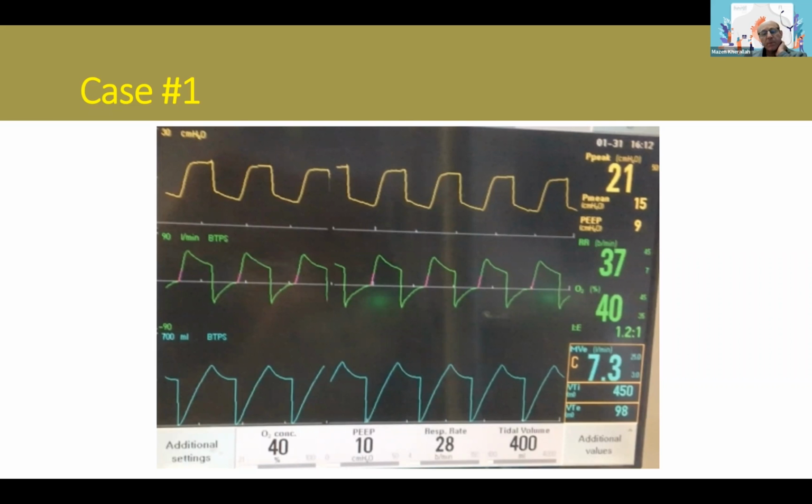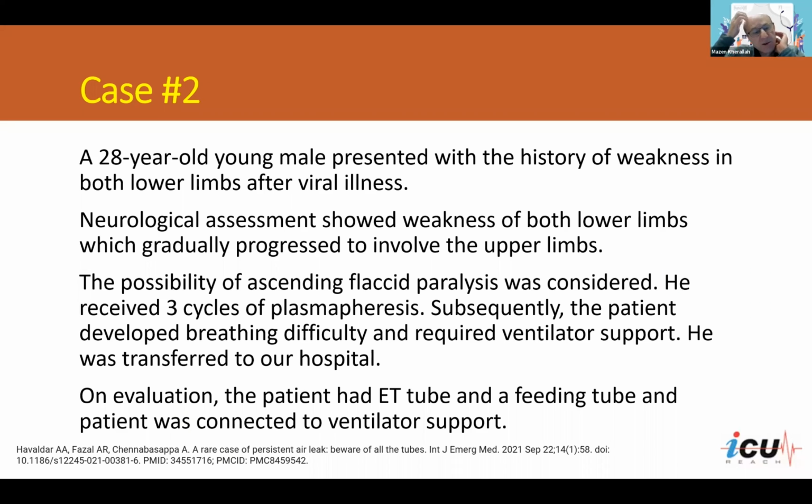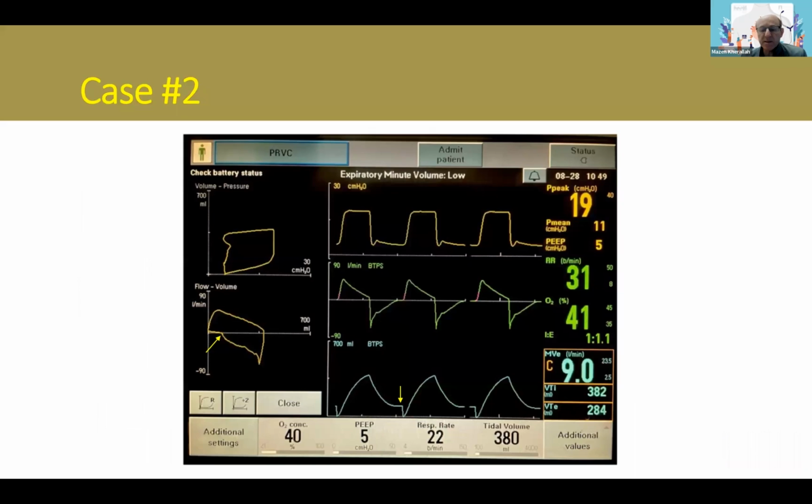The second case is a patient who was diagnosed with possible ascending flaccid paralysis, Guillain-Barré, and received 3 cycles of plasmapheresis. Subsequently, the patient developed breathing difficulty and required mechanical ventilation. He was transferred to the ICU. They put a feeding tube in for him, and he was connected to the ventilator. And this is what you see on the ventilator.